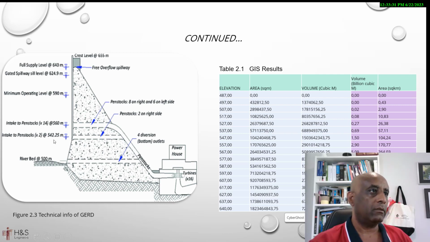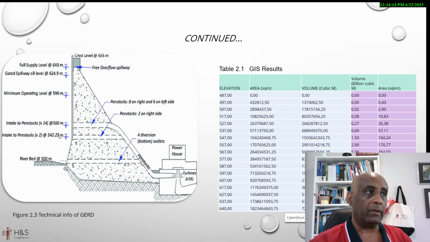This is the elevation that you can see, the minimum elevation. 542 is the level the water must reach to be released. Actually, the penstock is at 560. Okay, 14 of them. These are 2 of them. Therefore, the water needs to reach this level to be released to the penstock. Actually, not only to this level, there should be some head. There should be some head.